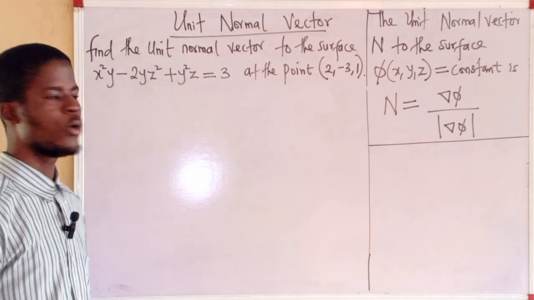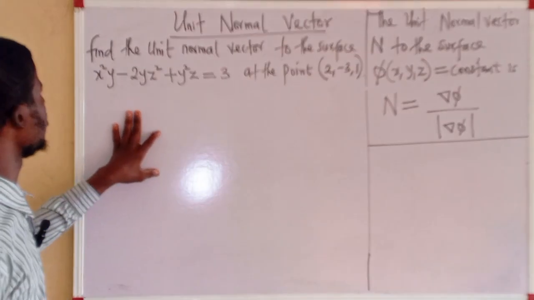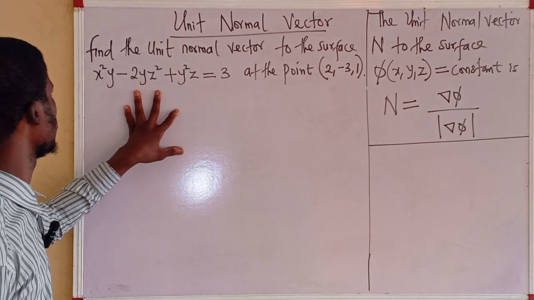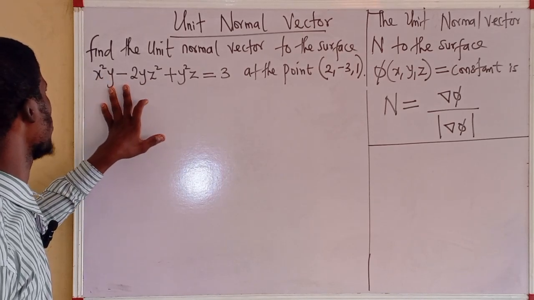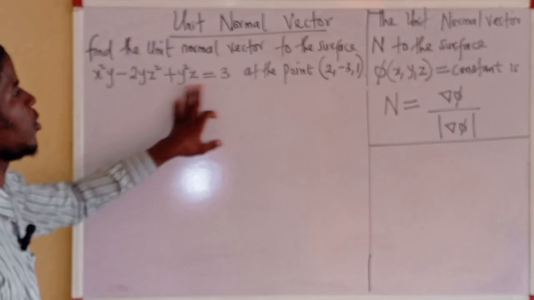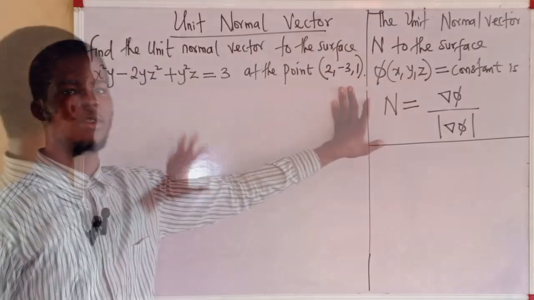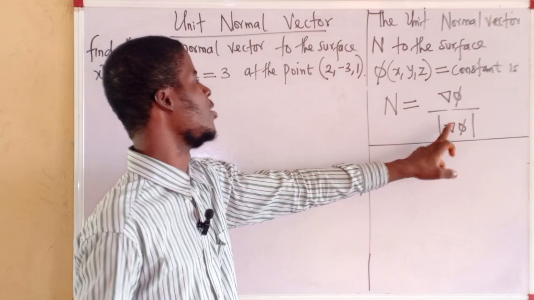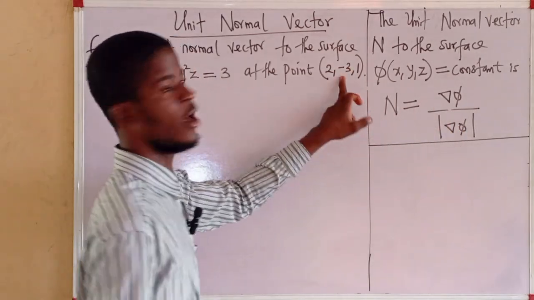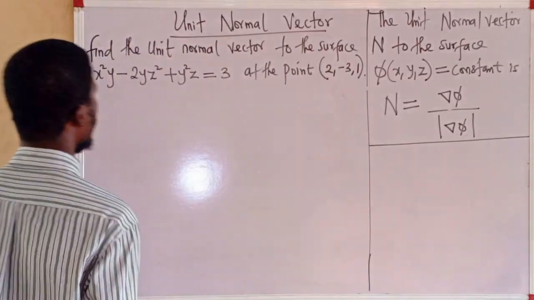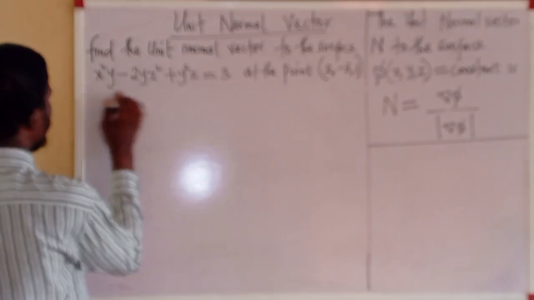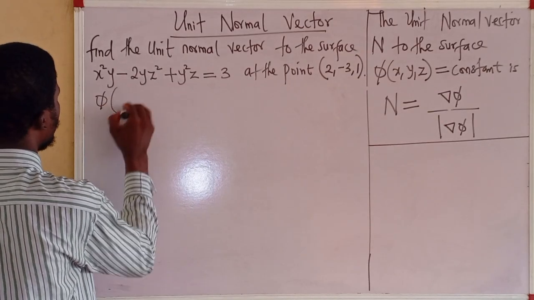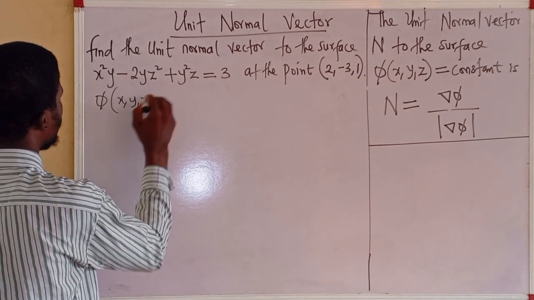All right. Now, the question before us is, find the unit normal vector to the surface x squared y minus 2yz squared plus y squared z equal to 3 at the point. What we need for the unit normal vector is the grad of phi and the modulus of the grad of phi at this point. Now, this is phi itself. Compare it. It is a function of x, y, and z.